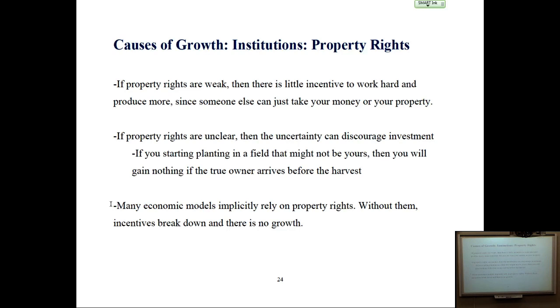Of course, around the world across time, there have been a lot of communes that are basically trying to say there are no property rights. We all just work together and live together and provide for each other selflessly. Never works. It always breaks down. You really need property rights and incentives to get growth to happen.